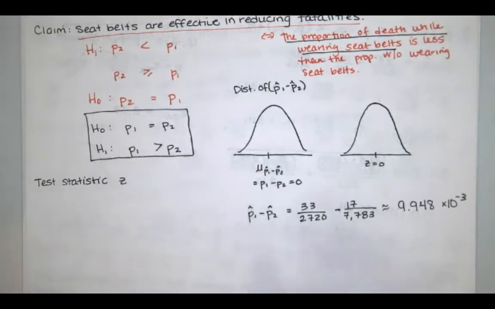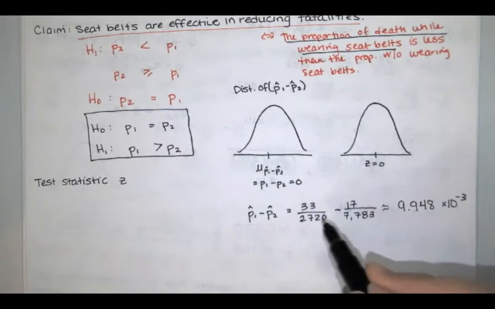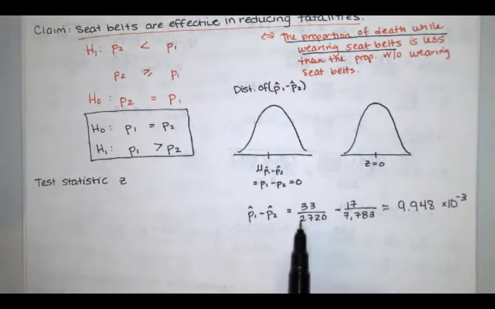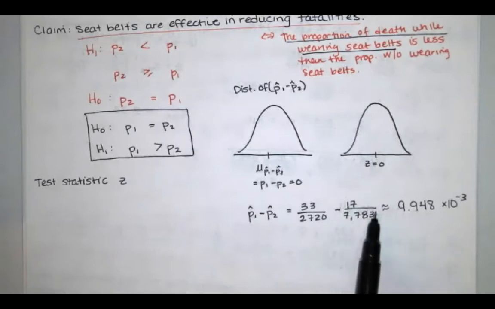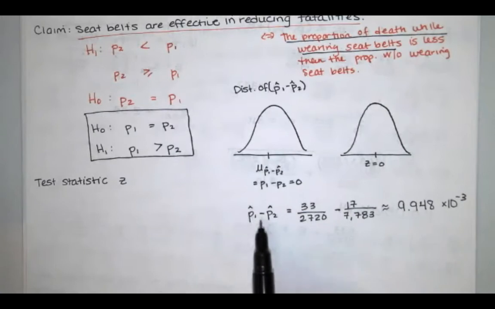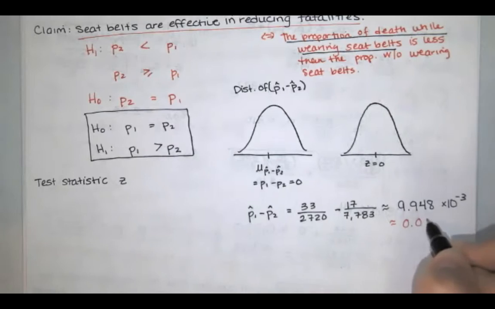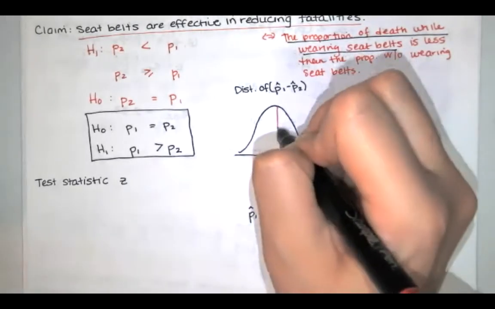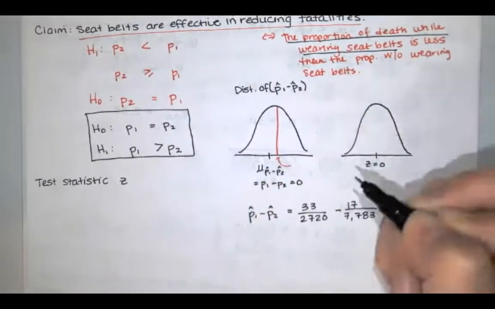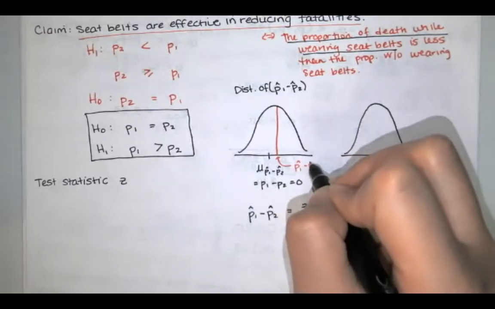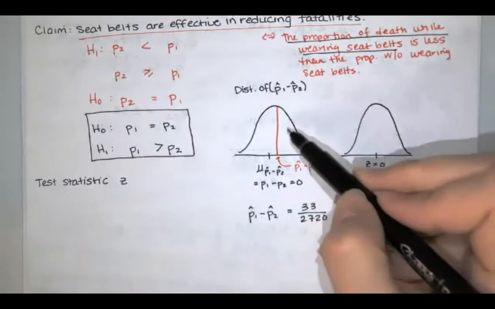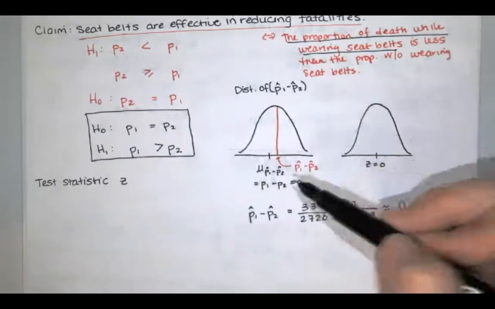So we compute that. This is the number of deaths out of the number of people in our sample that were not wearing seatbelts. And then this is the number of deaths out of the total number of people that were wearing seatbelts. And then we just subtract them and we get that number. It's very small. It's about 0.009948 approximately. So it looks to me like it's probably going to be very close to the mean, p sub 1 hat minus p sub 2 hat. And the question is, well, is that significantly high, given that the null hypothesis is true?